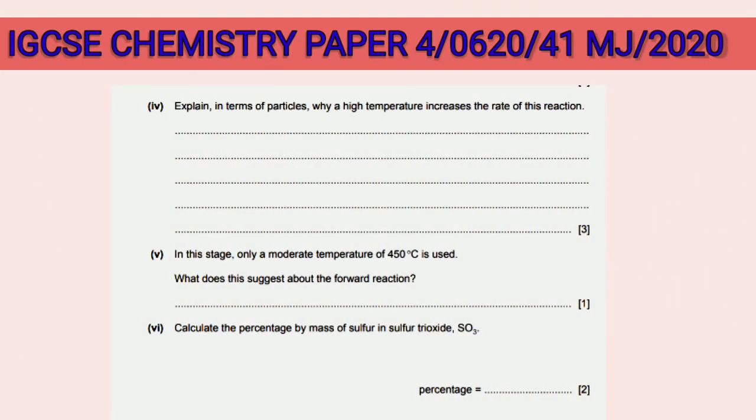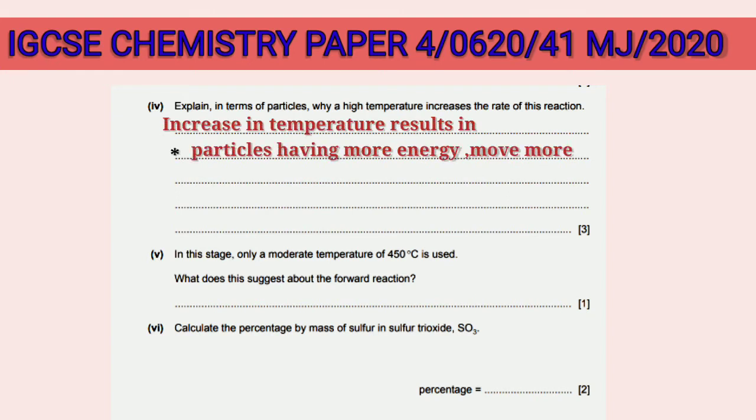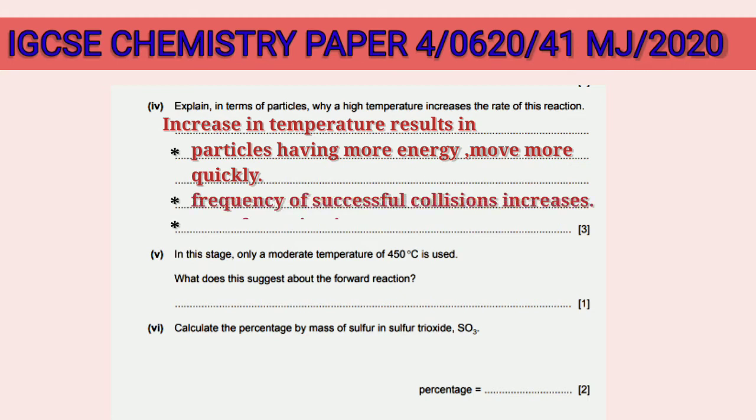Fourth sub-question. Explain in terms of particles why a high temperature increases the rate of this reaction. Increase in temperature results in particles having more energy, and they move more quickly. Second, the frequency of successful collisions increases and the rate of reaction increases.